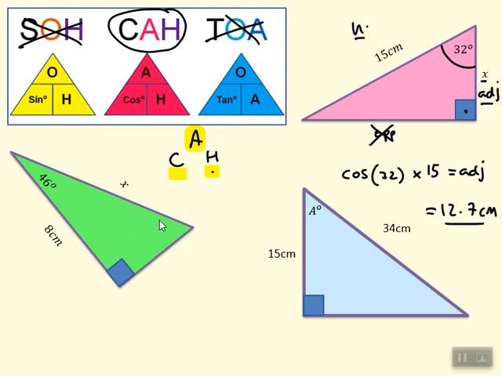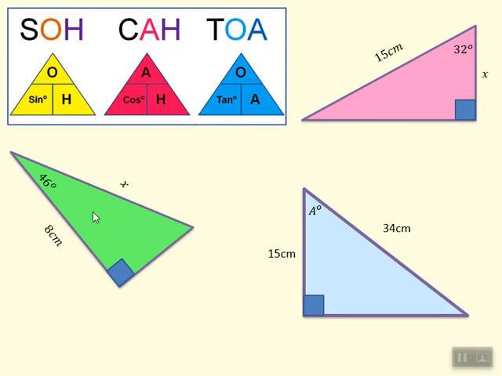Okay, let's do this one now, sorry, this one in the bottom left hand corner. Right, so let's get to labeling it first. This is the hypotenuse. This would be the opposite, but we don't need that. And then this would be the adjacent. So anything that has an O in it, we're not going to use. We're going to use this one because it has the adjacent and the hypotenuse in.